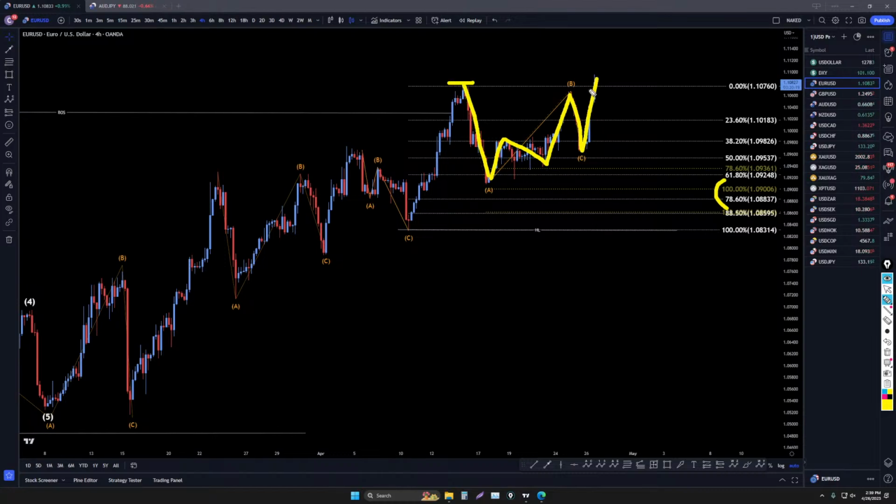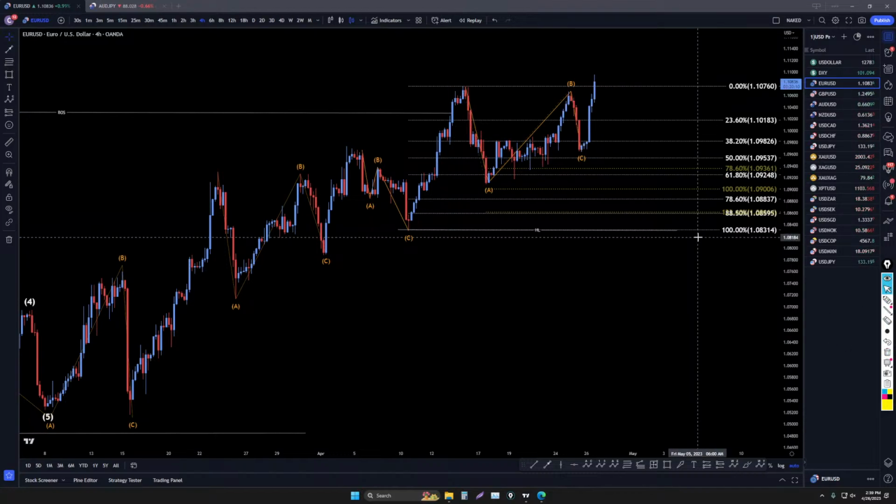I mean, it just broke structure, so maybe it'll have a pullback, but honestly, even if it does have a pullback, I do still believe that it's more likely to just keep on going up.